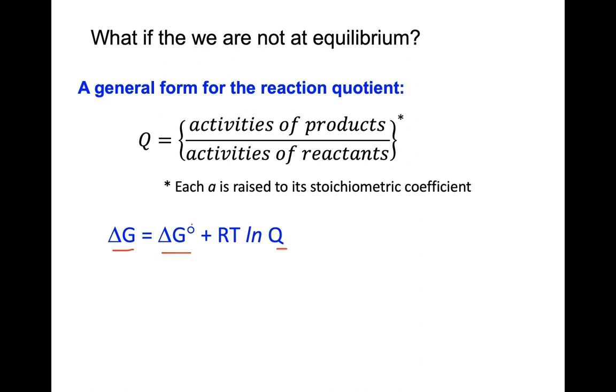So we can find the value of the free energy change, and whether it's negative or positive will tell us if the reaction is spontaneous in the forward direction or the reverse direction. And that depends on the standard free energy change plus R, the gas constant, times the temperature in Kelvin, times the natural log of the quotient.